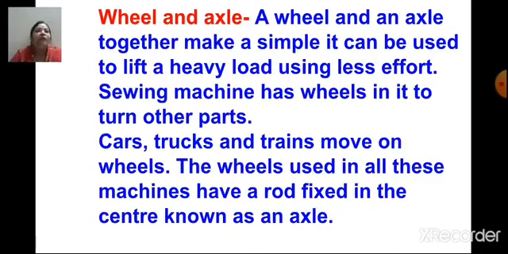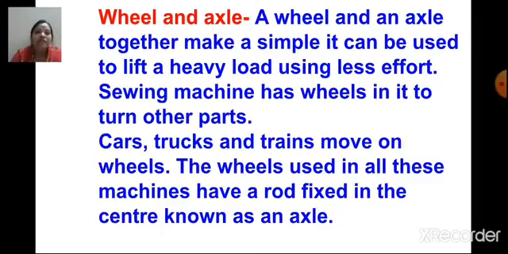Now a wheel and axle together make a simple machine. It can be used to lift a heavy load using less effort, which is seen in the carts, right? Or the trolleys which we carry in the supermarkets, at the airport. It has two wheels and one rod in between. So that is again the example of what, children? Wheel and axle. Sewing machines have wheels in them to turn other parts.